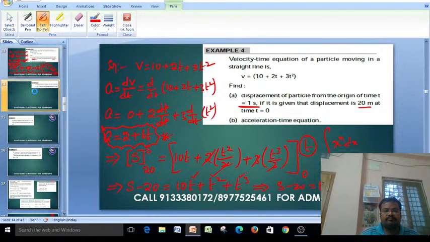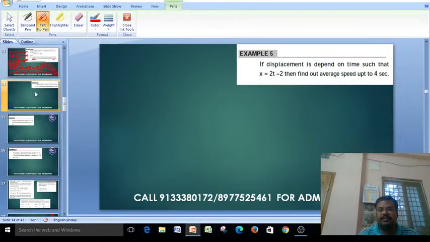Right? Again, next question. If displacement depends on time such that x is equal to 2t minus 2, then find out the average speed up to 4 seconds.